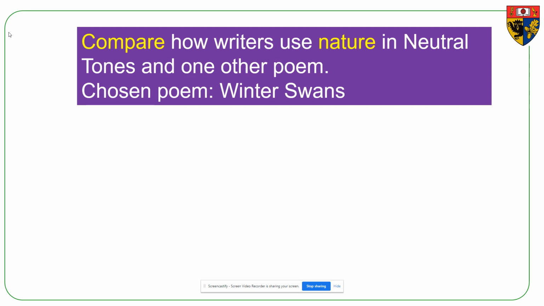You've also got the video done by Miss Bywater over at Blaze, which is really helpful, really informative, so you can always go back to that for a more detailed one. So the question that we're looking at today then is: compare how writers use nature in Neutral Tones and one other poem. So once again, thinking about some of our keywords, we've got the word compare. This is how it will appear every time. And then secondly, we've got use nature. Now, our chosen poem today is Winter Swans.